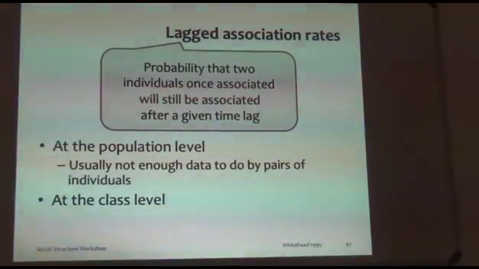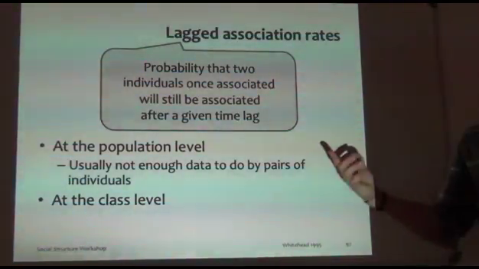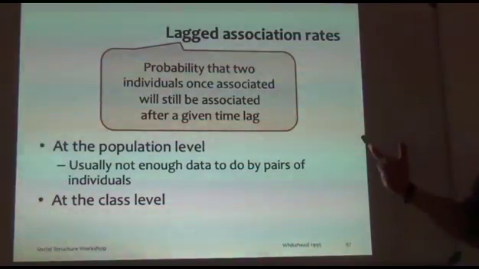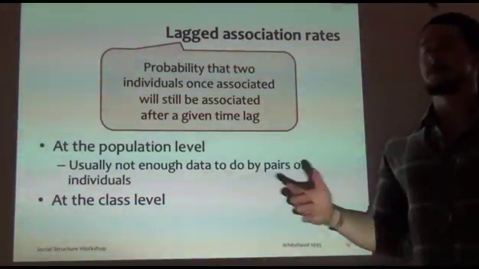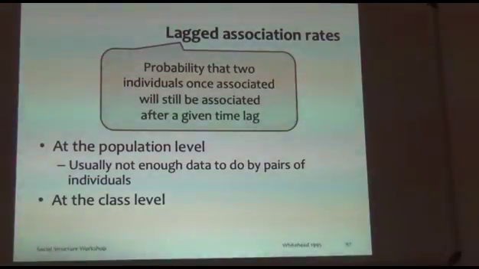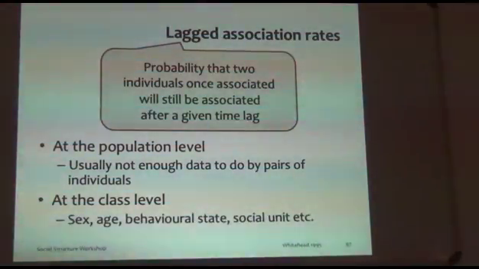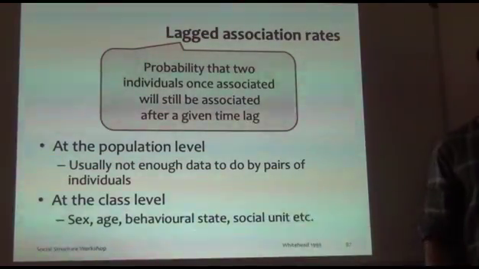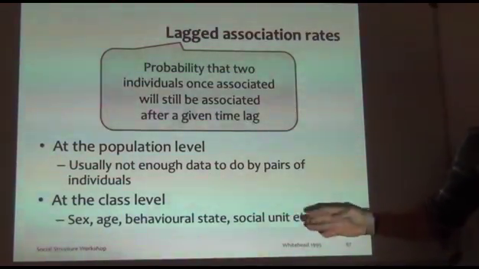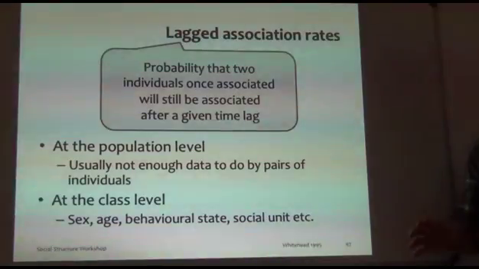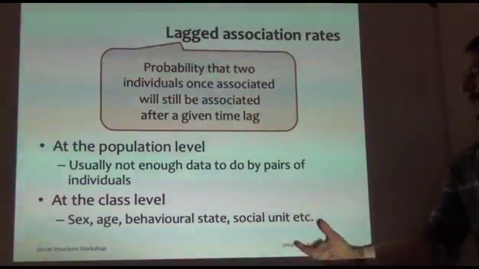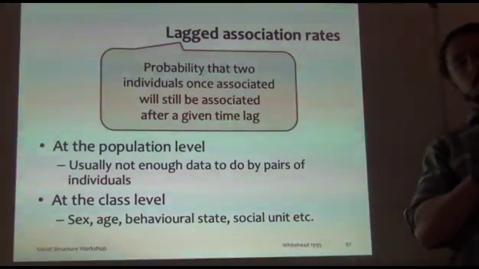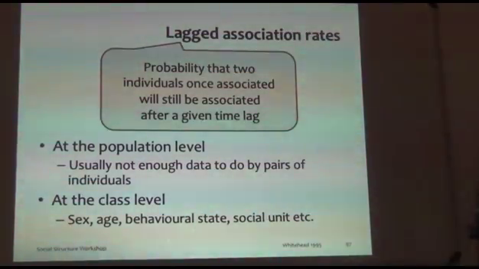So we do this at the population level, so the average lagged association for the population, because usually we don't have enough data to do by pairs of individuals. We can also do it at the class level, say by sex, by age, by behavior stage, social units. So if you have a categorical variable here, we can also see if individuals from different social units tend, for example, to have more stable relationships, and the other one, they tend to die off quicker.